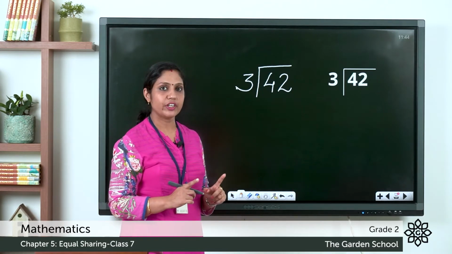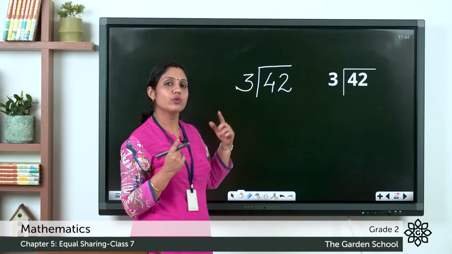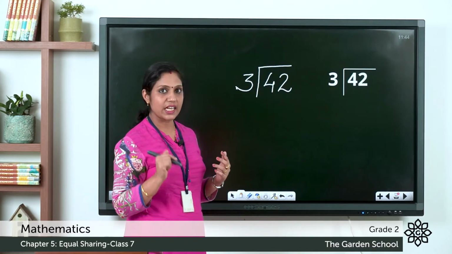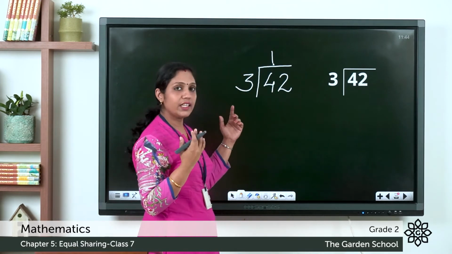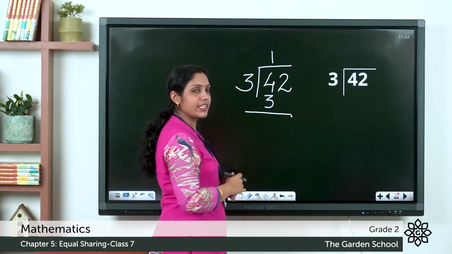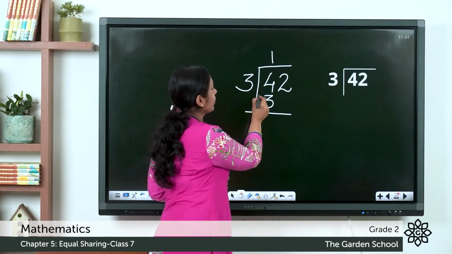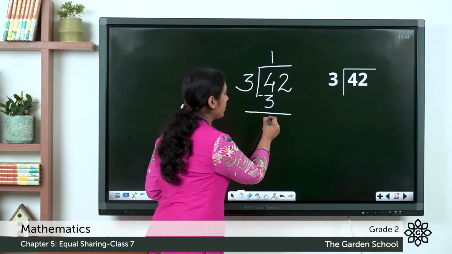So 3 ones are 3, 3 twos are 6. So 6 is greater than 4. So which number do we have to take? 3 ones are 3. So that 1 right on top and the 3 right under 4. And next we have to subtract. So 4 minus 3 is 1. So write it under it.